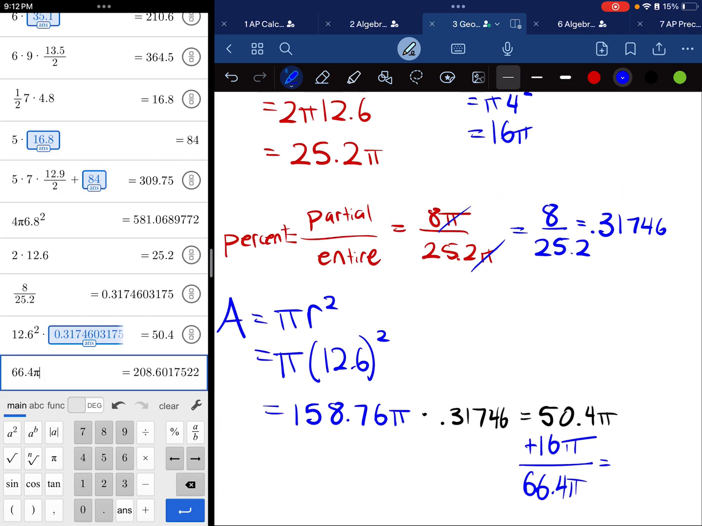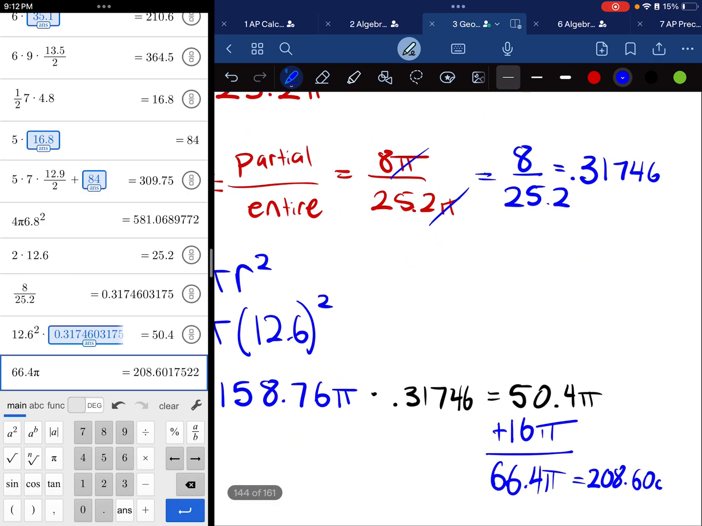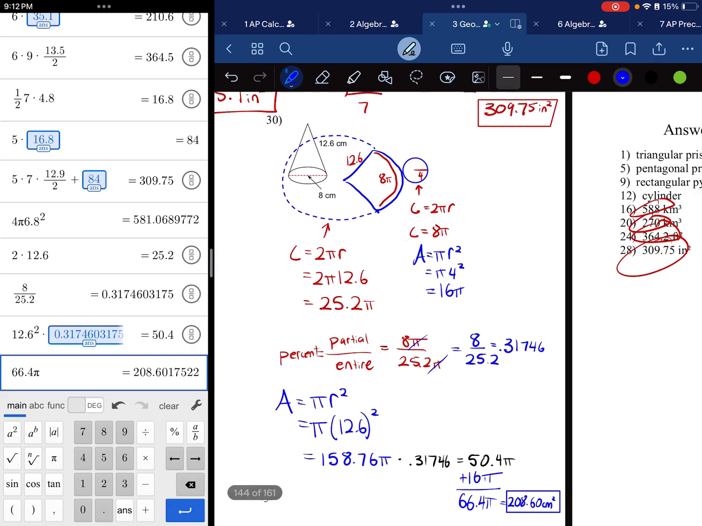This is equal to, I want to do the equal to right here. This is equal to 208.60, but I'm just going to say 60, I guess. And finally, what are the units? The units are in centimeters. So centimeters, and it's power of 2 because we are in the second dimension. Did we get it right? 208.6?